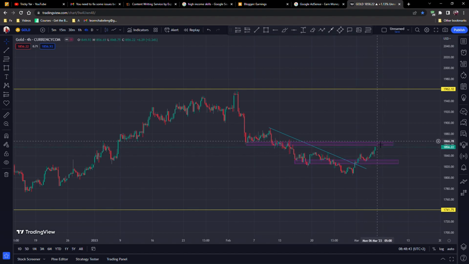But if it does close above and give us that retest, we'll also take an entry looking at this area as our first target, and then looking at our overall buy direction. But yeah, that's gonna be it for gold.